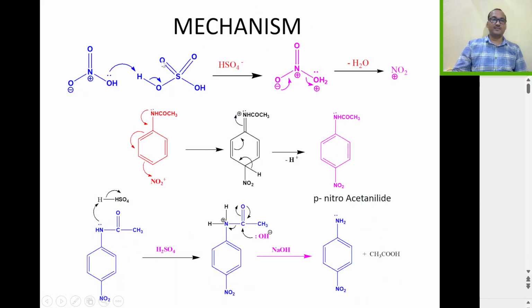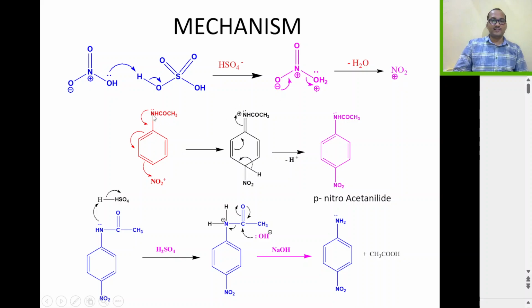So what is the mechanism? This is the structure of nitric acid and this is the structure of sulfuric acid. So oxygen lone pair will act as nucleophile, it will attack the proton and this OH bond will break on this oxygen. As a result it will lose HSO4 minus ion and you get this protonated form of the nitric acid. When this O minus comes back, it will kick out OH2 as a neutral water molecule. So you get the electrophile NO2 plus.